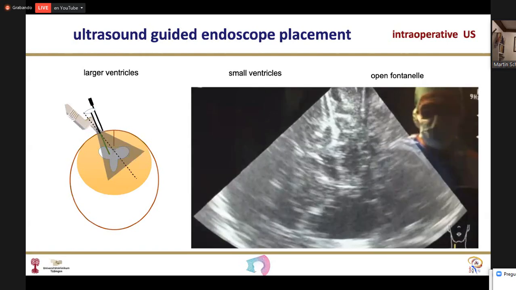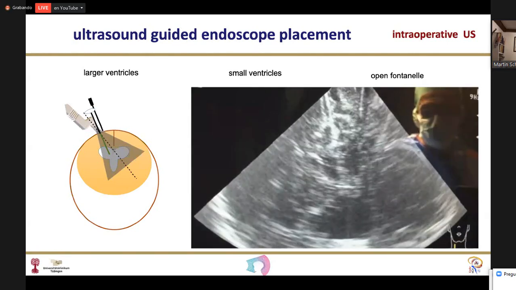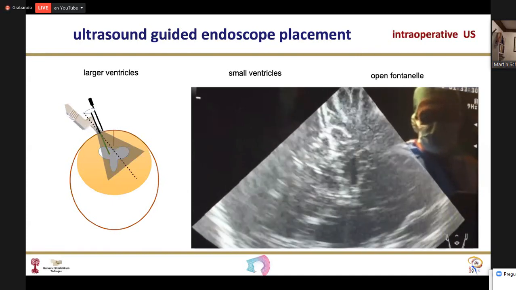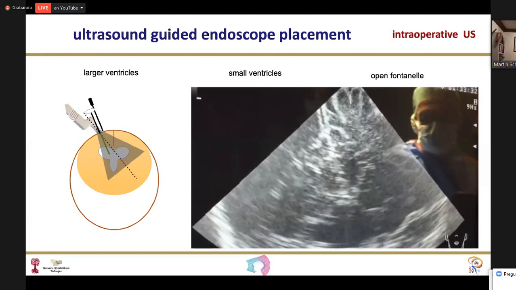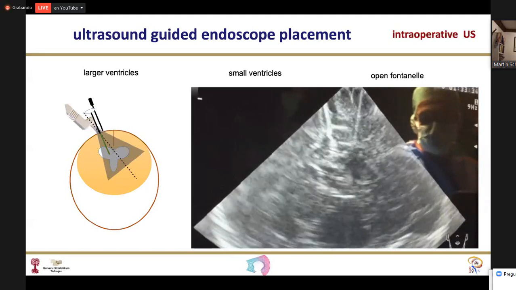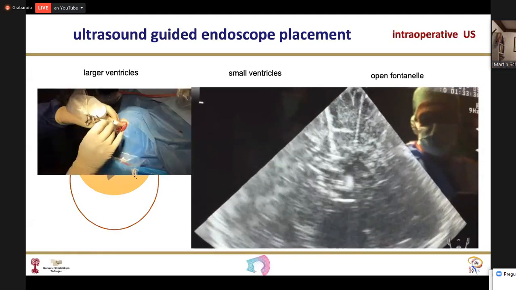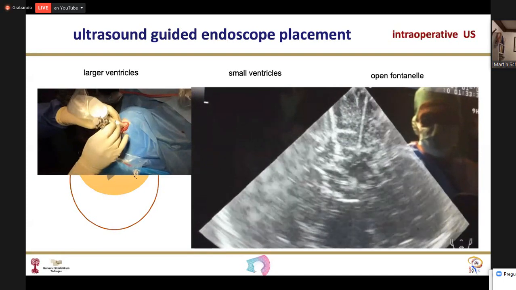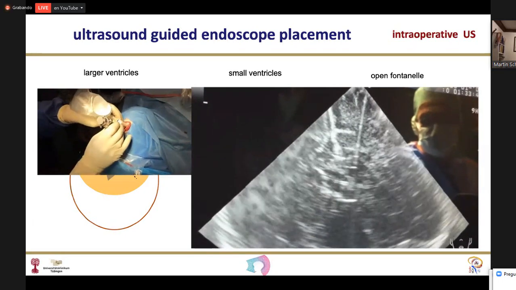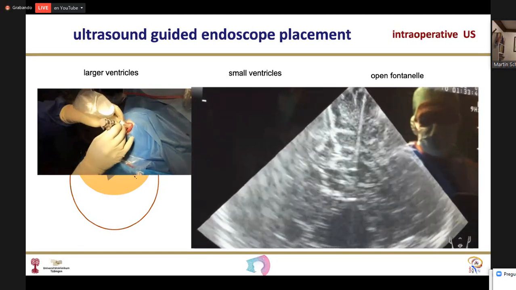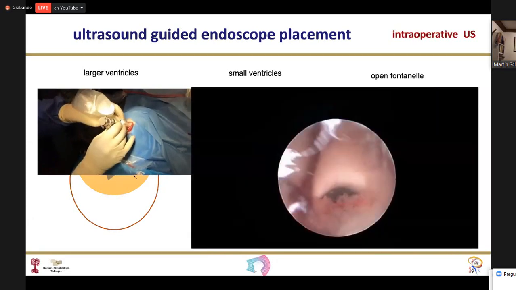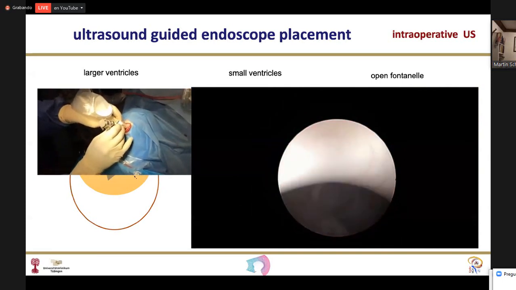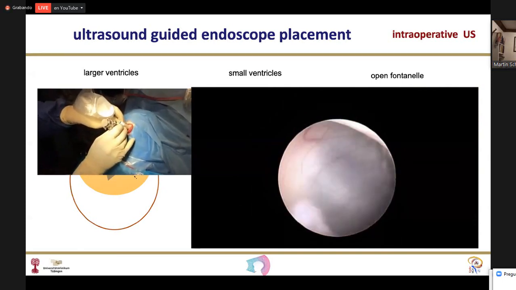And now you see how I do a live navigation of my endoscope trocar inside the right frontal ventricle. And you can nicely see here on the left the movement of my hands. And now you see even the plop. Now you're inside the ventricle. And here we are with our endoscope right on top of the arachnoid cyst.